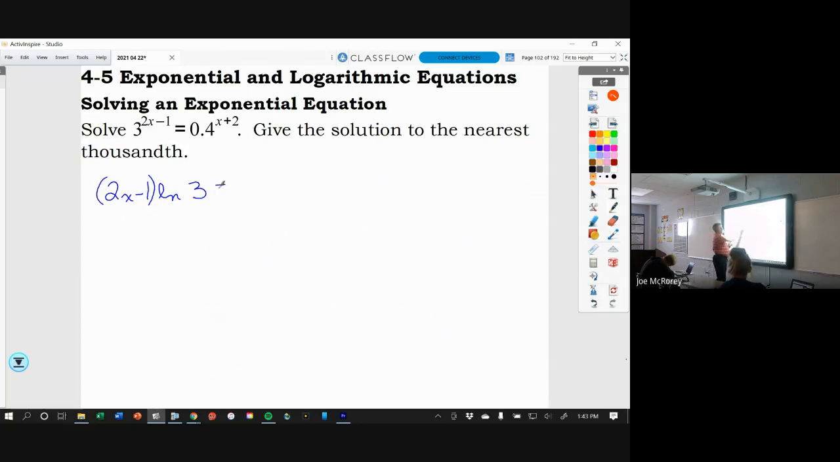And I'll do the same thing with the right side. I'm going to pull that x plus 2 down, but because that x plus 2 is my exponent, I need to keep it as a group. I'll put it in parentheses. Natural log of 0.4.